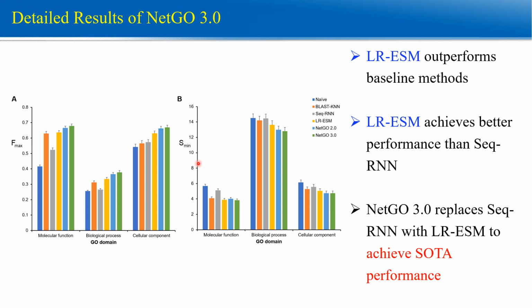For these two metrics, LR-ESM outperforms baseline component methods on all three GO domains, and LR-ESM is better than the sequence-based method that encodes proteins by one-hot encoding. Here we also noticed that NetGO 3 achieves better results compared to the previous version NetGO 2. We believe that ESM-1b is effective for constructing a more robust model, and NetGO 3 is a superior, competitive method.